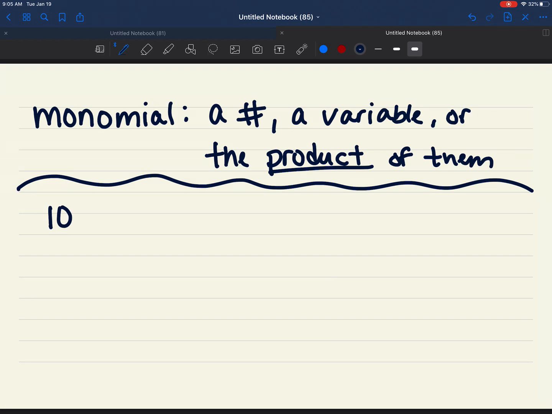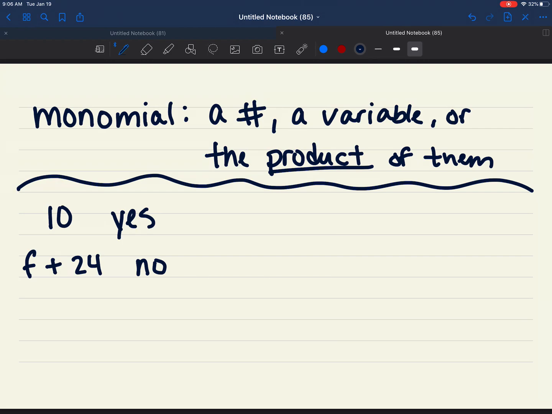So, if it gave you the number 10 and asked you if this was a monomial, would you say yes or no? Yes. Look at your definition. Yes, because it's a number. So, 10 is a monomial. What if it gave you f plus 24? No. Why, Nick? Because that is not a number. That's true, but the definition says it could be a number or a variable. It's not the product of them. It's addition. This would be no.